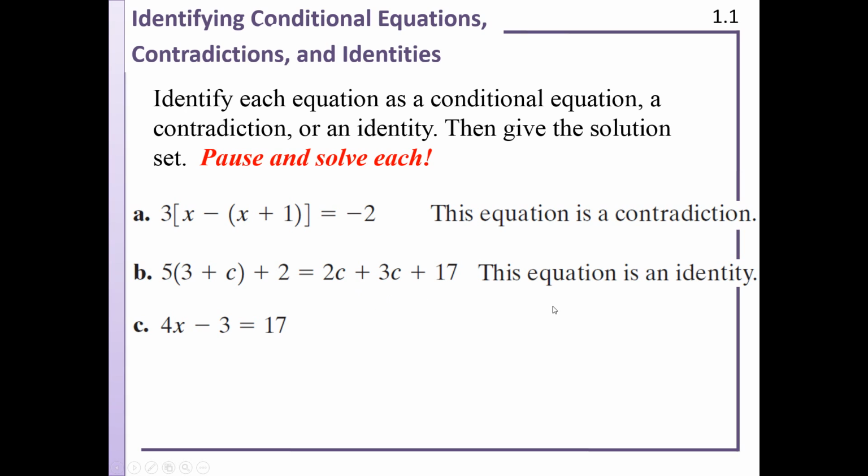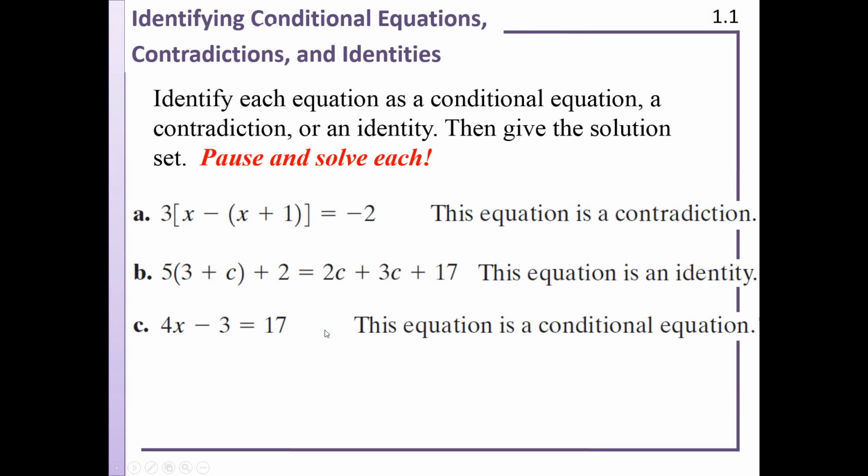Now if you solve B, this equation is an identity. So if you solve this equation, you'll end up with a number equal to itself. For example, you may end up with 3 equal to 3, in which case that's always true. It doesn't depend on the value of the variable, so this equation is called an identity.